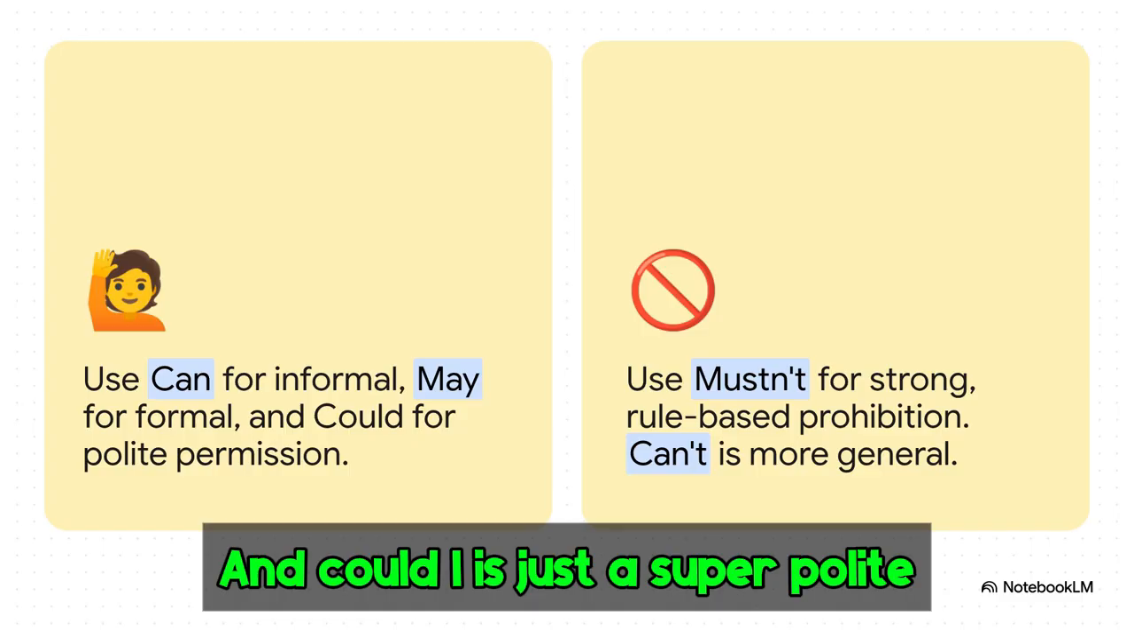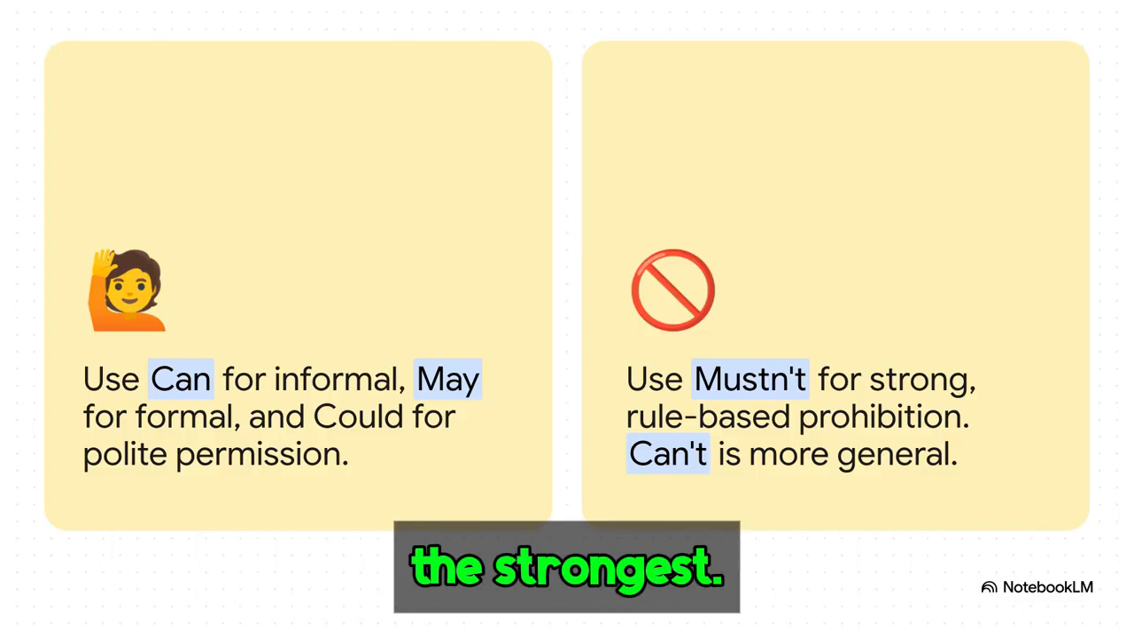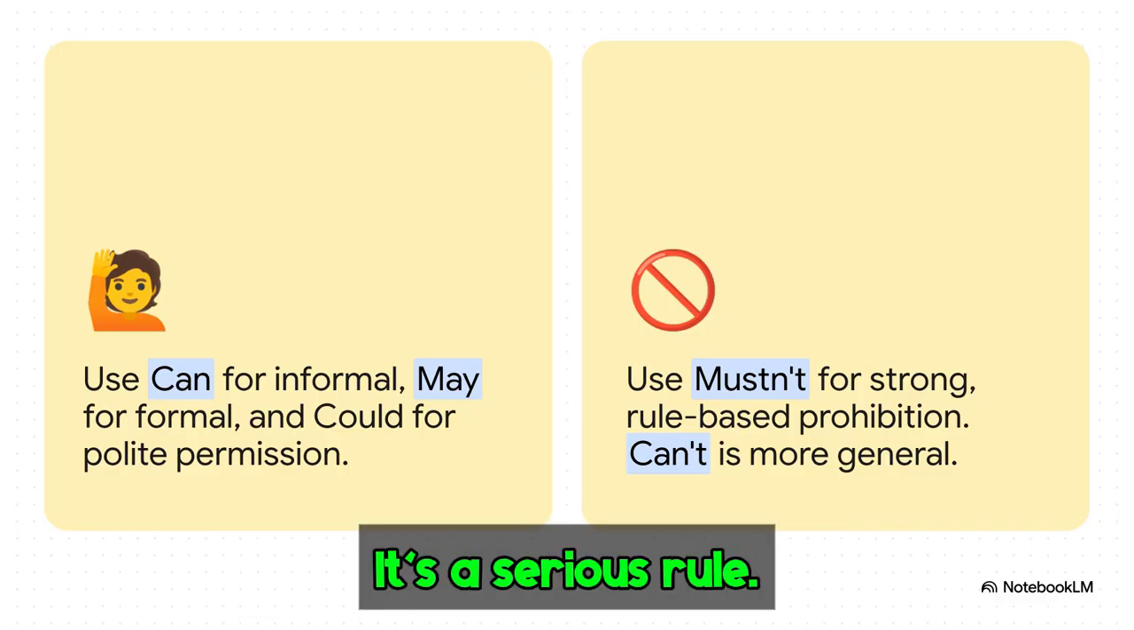And could I is just a super polite way to ask. On the flip side, for prohibition, mustn't is the strongest. It's like a big red do not sign. You mustn't touch that. It's a serious rule.